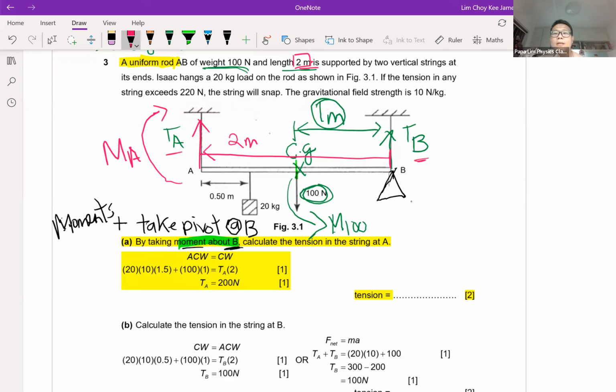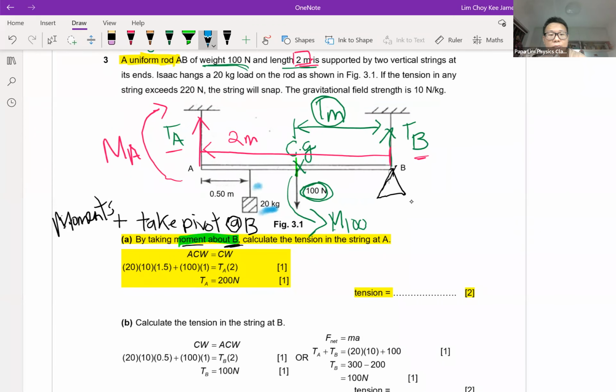So these are the two forces. One of the common mistakes that I see in students is that they tend to forget about the 20 kg. There are 3 forces we are looking at. One is the 100 Newton, which is the weight of the ruler rod, followed by tension A, and lastly the 20 kg here. Remember, when we're looking at moments, the formula is force times perpendicular distance. It has to be a force. So 20 kg, I will not accept it. You cannot use it. You must convert it to Newton first.